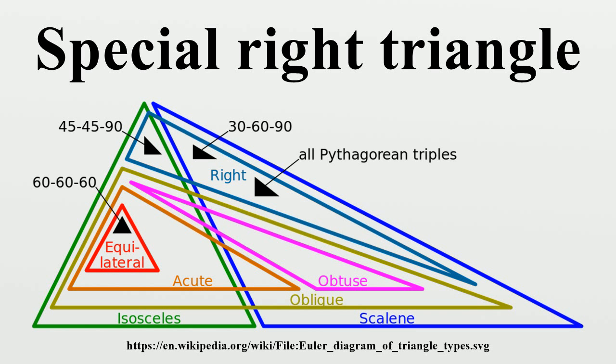30-60-90 triangle. This is a triangle whose three angles are in the ratio 1, 2, 3 and respectively measure 30 degrees, 60 degrees, and 90 degrees. The sides are in the ratio 1, square root 3, 2. The proof of this fact is clear using trigonometry.